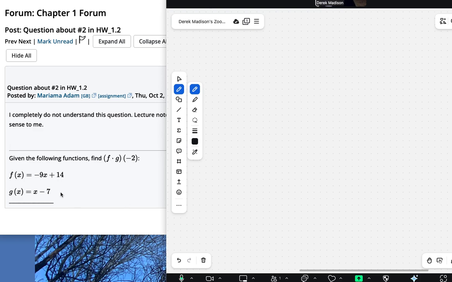Okay, it looks like you already got this one, but let me go ahead and post a video in case anyone else has the same question. So what this is saying is to multiply f times g and evaluate that at -2.